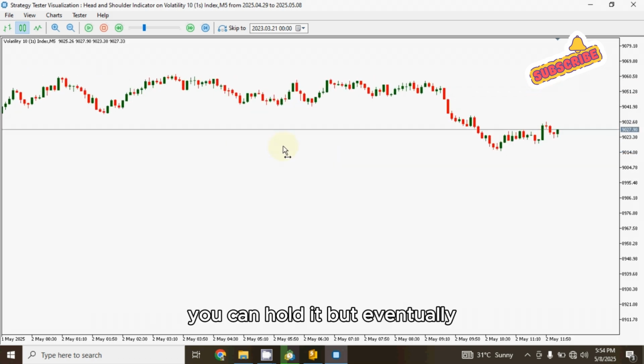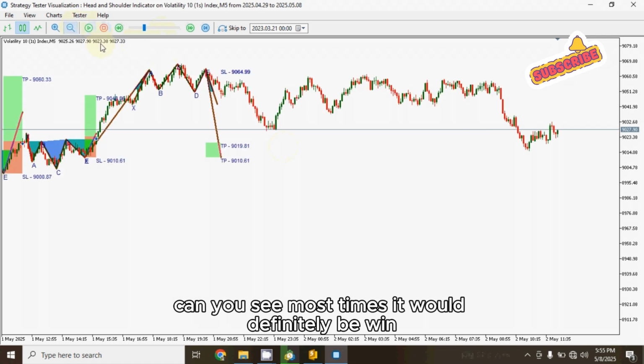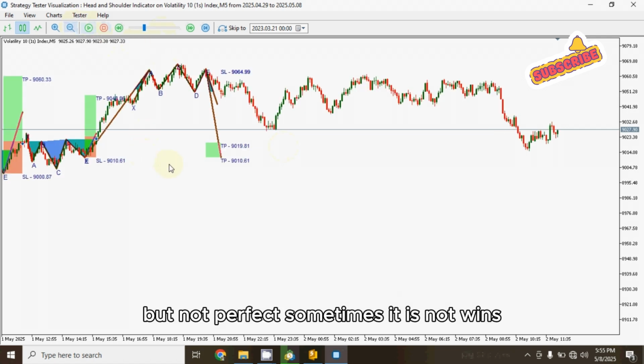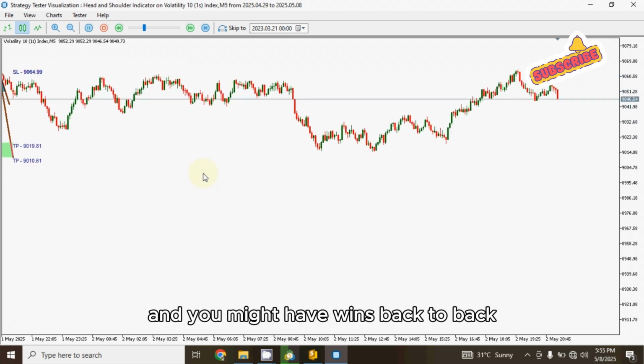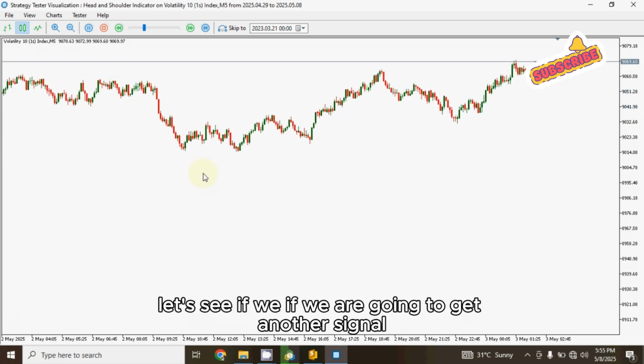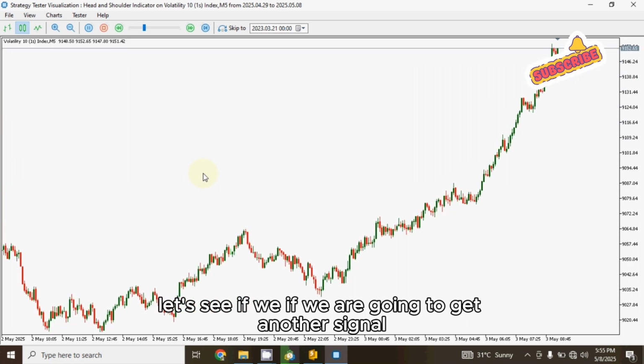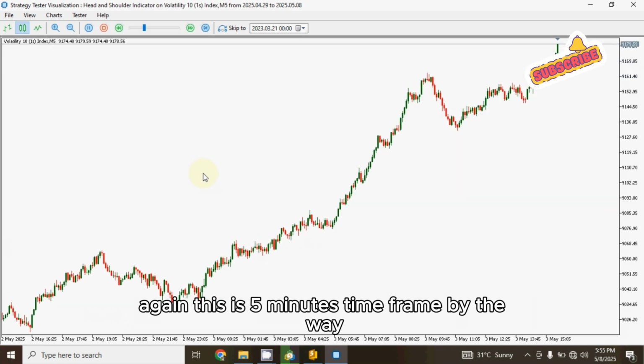You can hold it, but eventually, can you see, most times it will definitely be a win, but not perfect. Sometimes it is not a win. You might have losses back to back, and you might have wins back to back. That is the way it works. Let's see if we are going to get another signal again. This is a 5 minutes time frame, by the way.